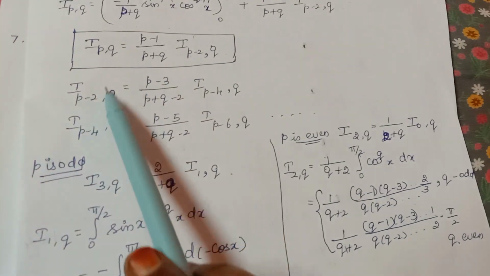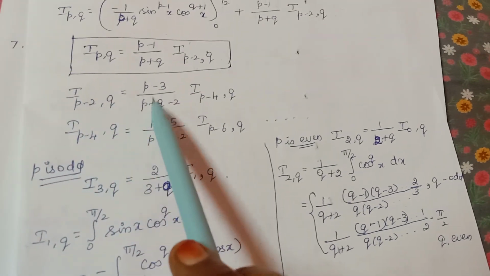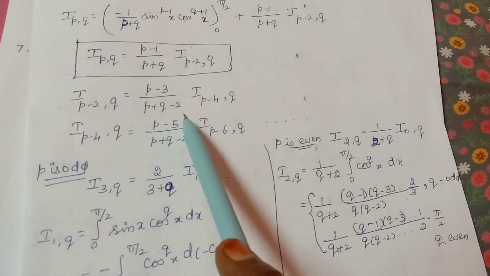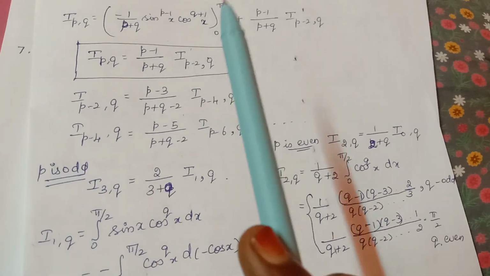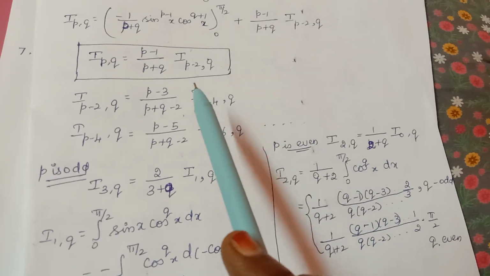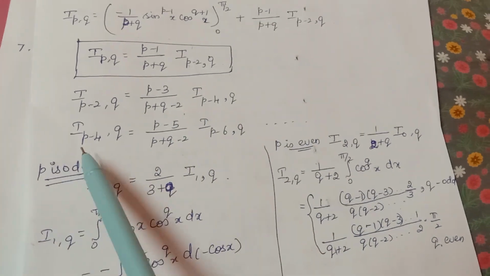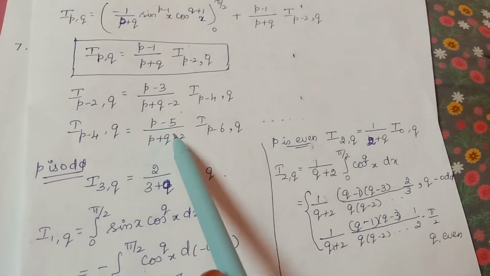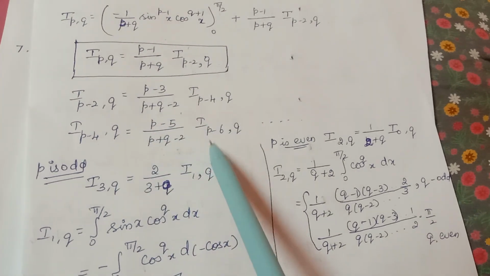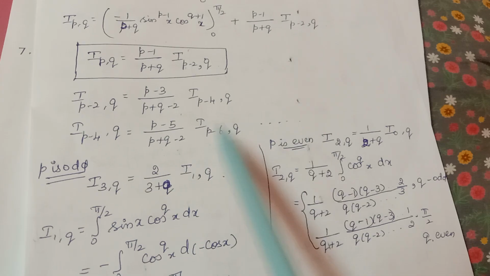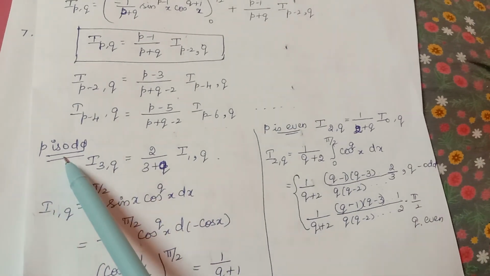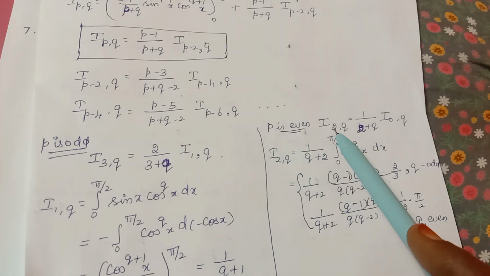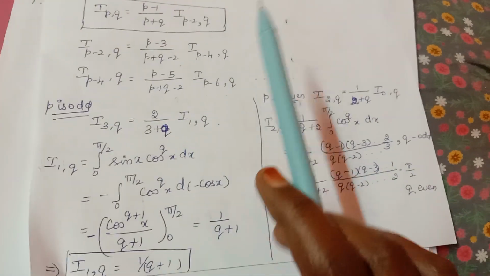Okay, now see, I(p minus 2, q) is equal to p minus 3 by p plus q minus 2 into I(p minus 4, q). Similarly, I(p minus 4, q) is equal to p minus 5 by p plus q minus 2 into I(p minus 6, q), etc. q is kept constant everywhere, only p is getting reduced 2 by 2. So this will end at I(3, q) when p is an odd number. When p is an even number, it will end at I(2, q). So let us discuss one by one.